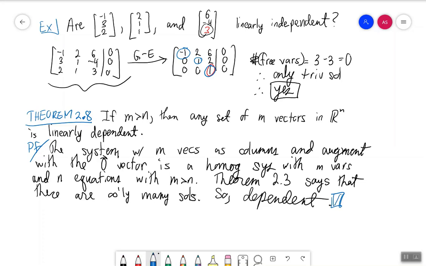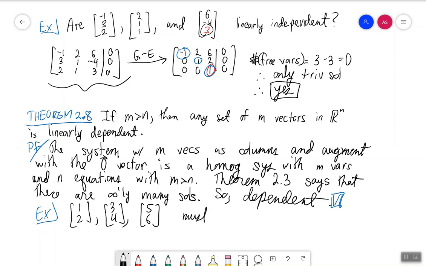So a quick example of applying this theorem. We can look at (1, 2), (3, 4), and (5, 6), and know that those three vectors together must be linearly dependent, because there are 3 vectors and they live in R2.